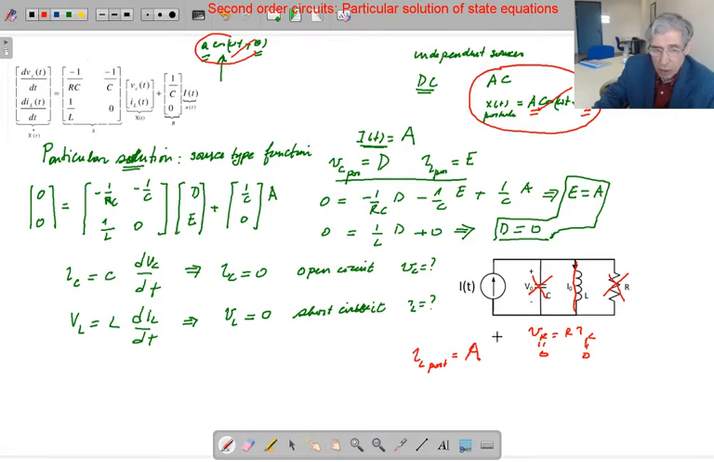What about VC? Since the voltage of the inductor is equal to 0, we already found that, this capacitor is connected to that inductor in parallel. So the voltage of this capacitor must be equal to this inductor voltage, and then VC is equal to 0, isn't it? Because VL is 0. So what we found here is the same as this, isn't it?